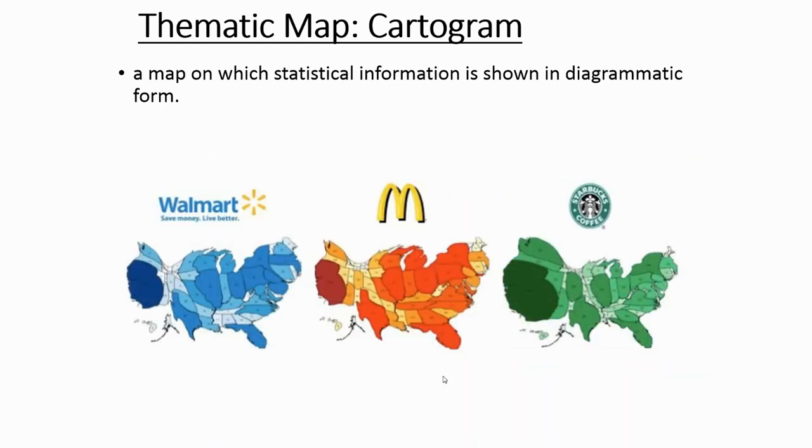Other examples of cartograms, you can see Walmart, McDonald's, Starbucks, kind of like locations of those particular companies and how many they have in those states. And that's what you're seeing here.